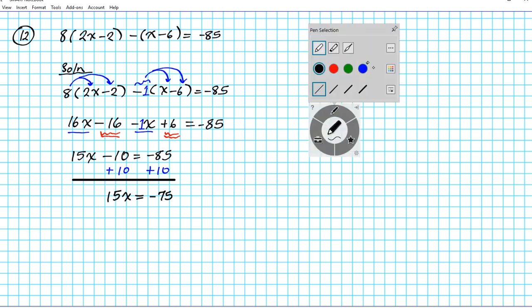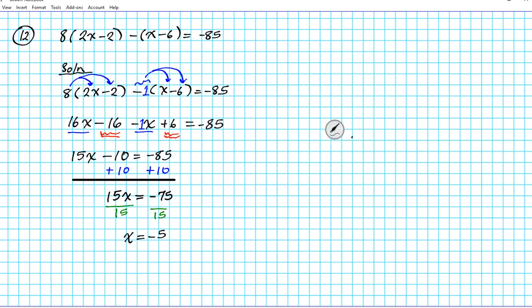And then we'll proceed to divide both sides by 15. Alrighty, and then when we divide that out, that gives us x equals negative 75 divided by 15, which is negative 5.